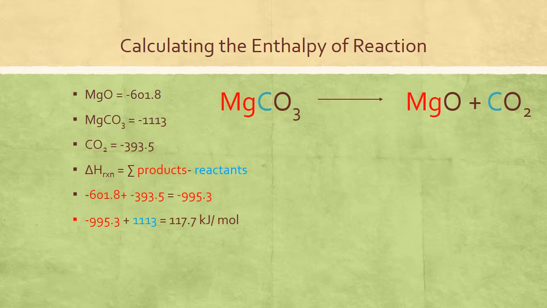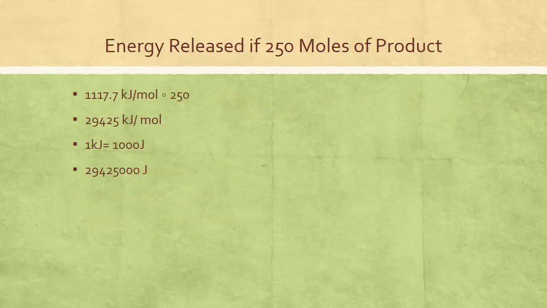In order to calculate the energy release, if there are 250 moles of product, all you have to do is take your enthalpy and multiply that by 250, which is 29,425 kilojoules. Now 1 kilojoule is 1,000 joules, so we multiply 29,425 by 1,000, which gives us the amount of energy released.